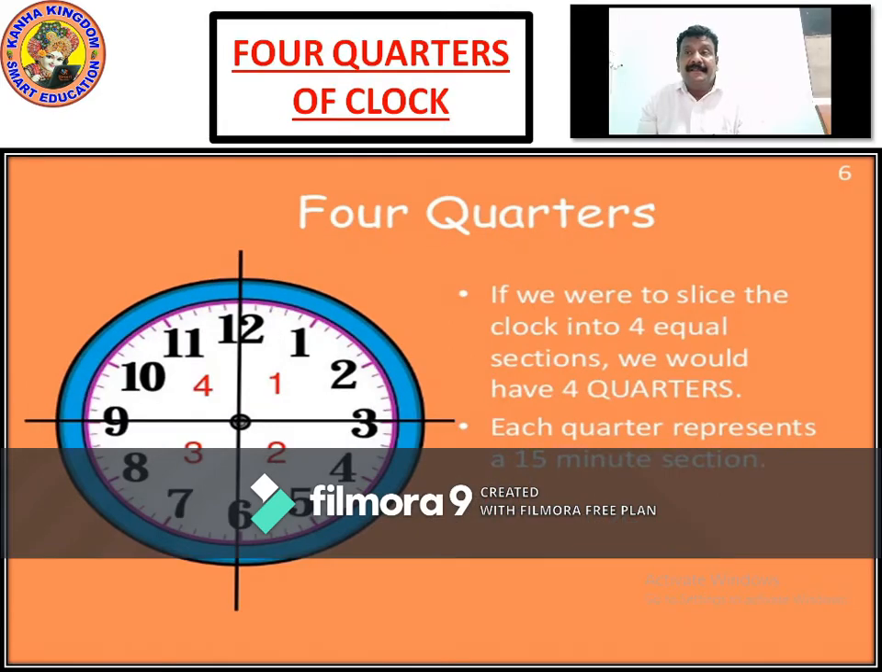Now let's see the clock in 4 quarters. The total is how many? 60 minutes. When we speak about 60 minutes, right? So now let's divide this into 4, with a vertical line and a horizontal line. What is a quarter? What is half? What is a quarter? What is three-quarters?